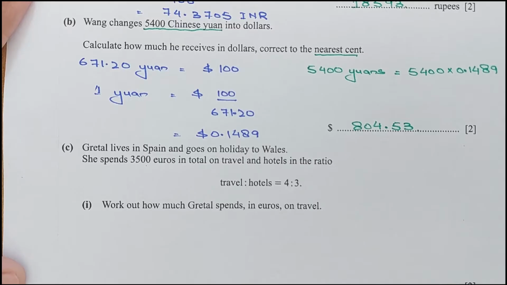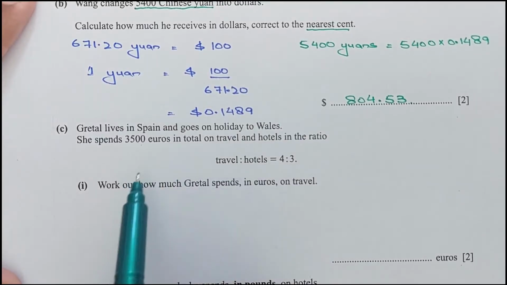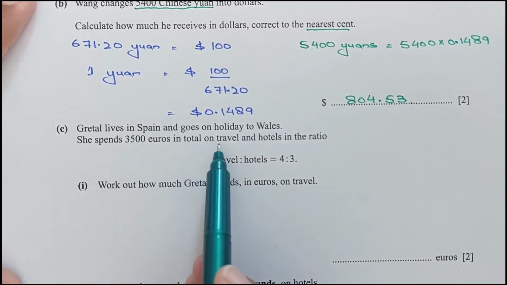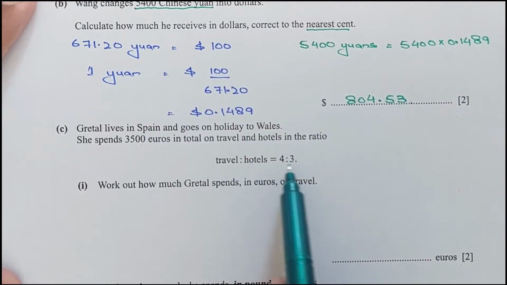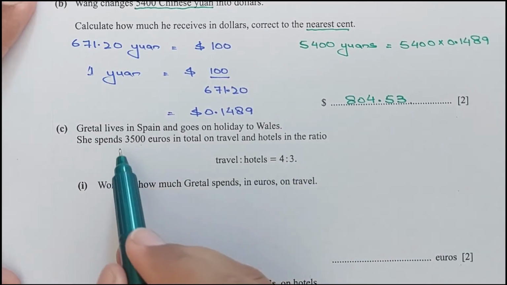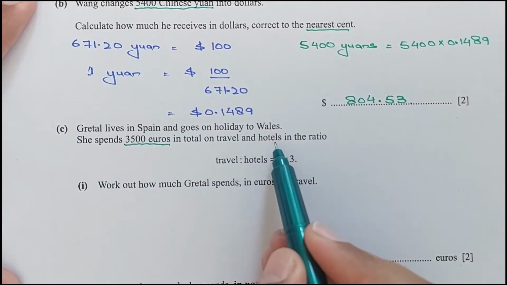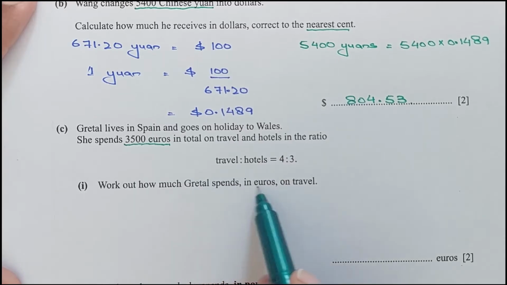Now for part C, Gretel lives in Spain and goes on holiday to Wales. Spain to Wales. All right, so in Spain we have euros and in Wales we have pounds. She spent 3,500 euros in total on travel and hotel in the ratio travel to hotel of 4:3. Number 1, work out how much she spends in euros on travel.